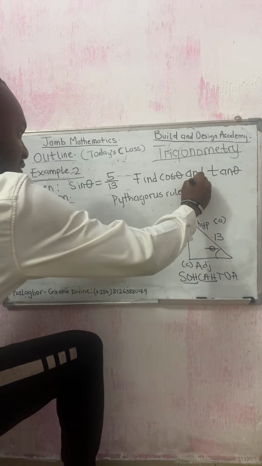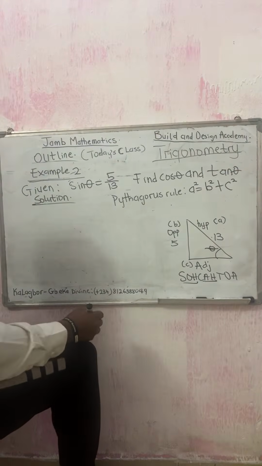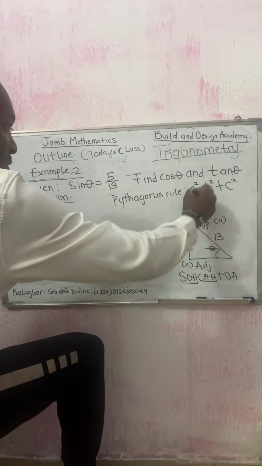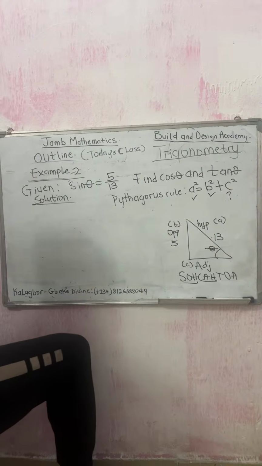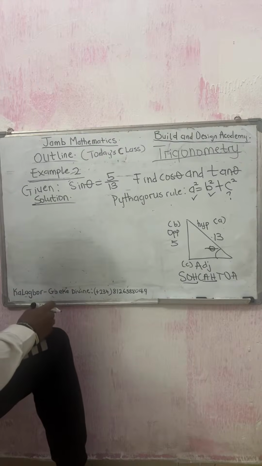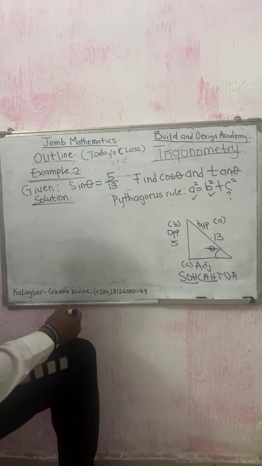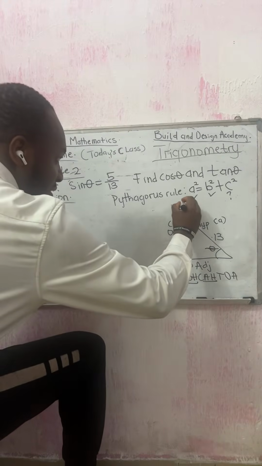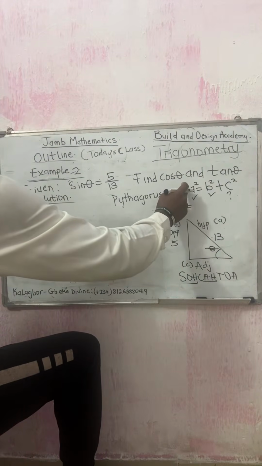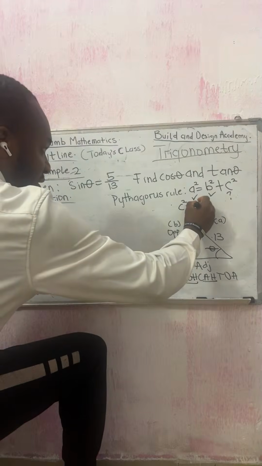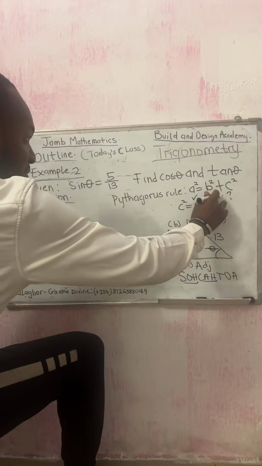Which we say a squared is equals to what? b squared plus c squared. Now we are given a, we are given b, but we don't know what? c. So let's find c. To find c, we'll simply make c the subject of the formula. And we make c the subject of the formula, we have that what? c squared is equals to, we take b to this other side, it will now be negative, it will now be what? a square minus b square.